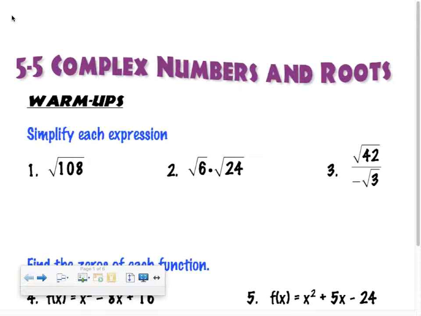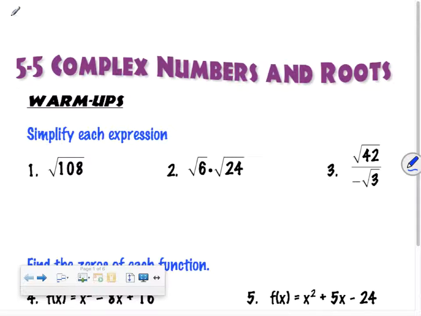Here we go. So in number 1, we've got the square root of 108, and our goal is to try to simplify this as much as possible. One way to simplify a square root is to try to find perfect squares that are factors of 108, because if we can find a perfect square inside there, we can actually take the square root of a perfect square. Perfect squares would be things like 4, 9, 16, 25, 36, 49, etc. So if you go through that list and you keep dividing them into 108, the biggest one that you can find that goes into 108 is 36.